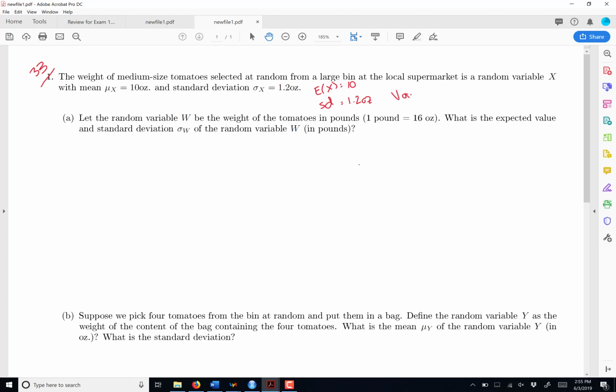And from there you could find your variance. So your variance of x will just be that 1.2 squared. So 1.44.